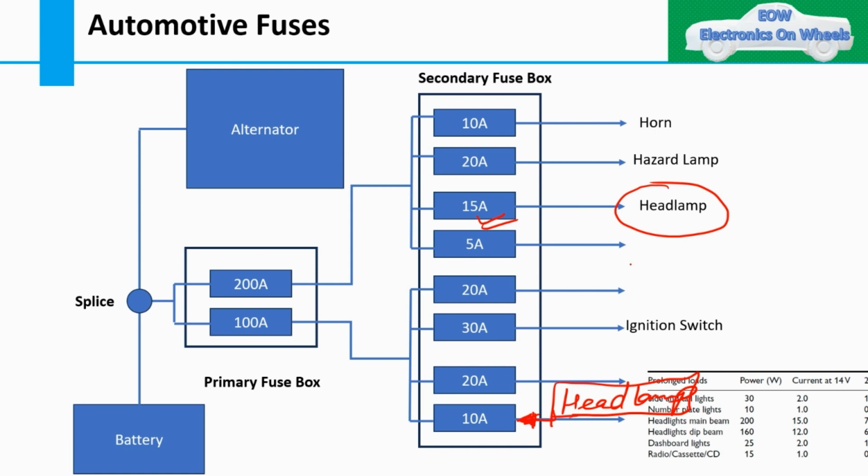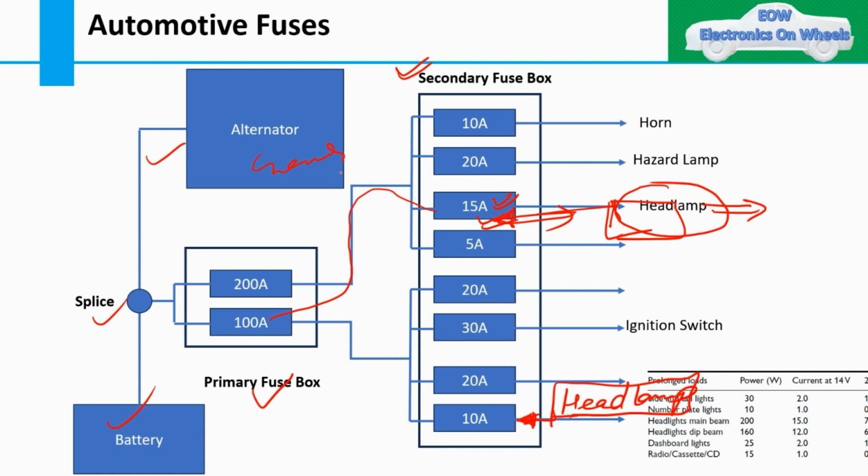Now moving on, this is our headlamp, where we are using this, and this is the value which we have selected, 15 amps, and this is the load which is going to connect from this particular fuse. So this is the fuse which we have selected in the secondary fuse box. After that, we have other things also, like primary fuse, alternator, splice, and battery. Alternator is nothing but the generator.